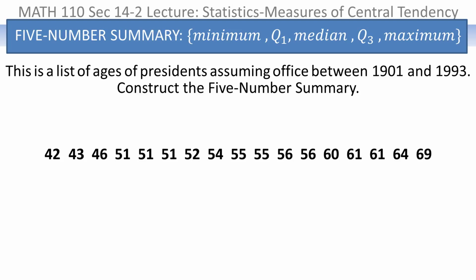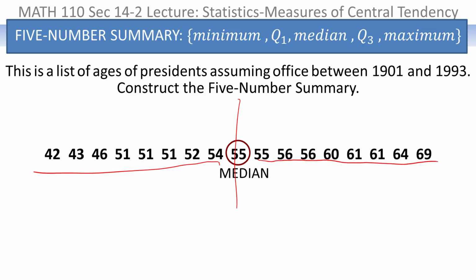Well, here we go. I'm not going to read them all, but those are the numbers and they've already been put in order. You have to have these numbers ordered before we can do any of this. First thing you do is find the median. You chop it in 2. There are 1, 2, 3, 4, 5, 6, 7, 8 numbers to the left of the median and 8 numbers to the right.